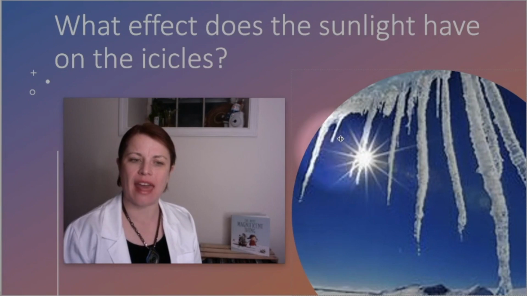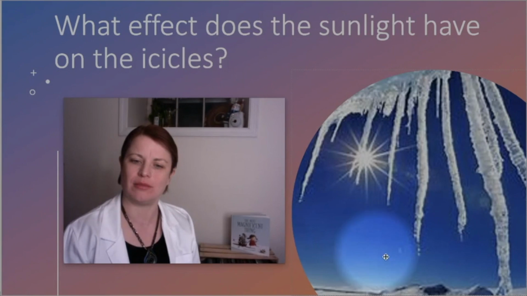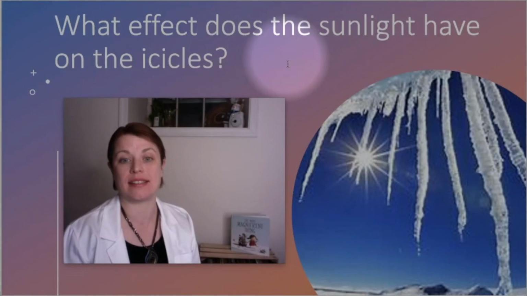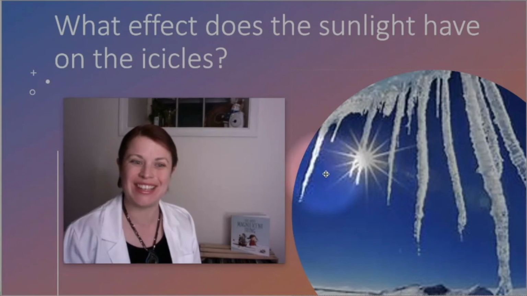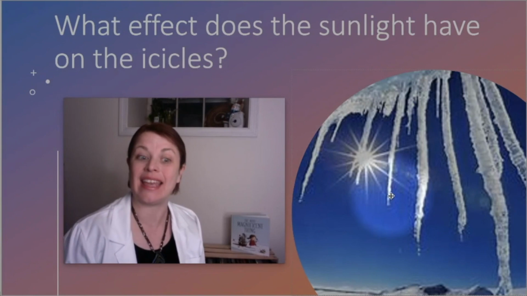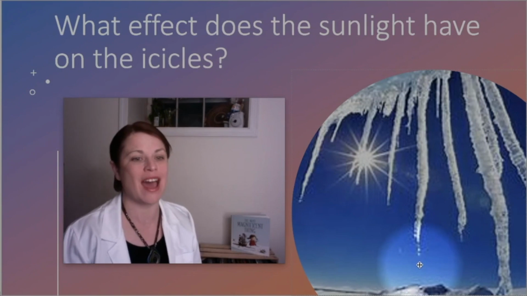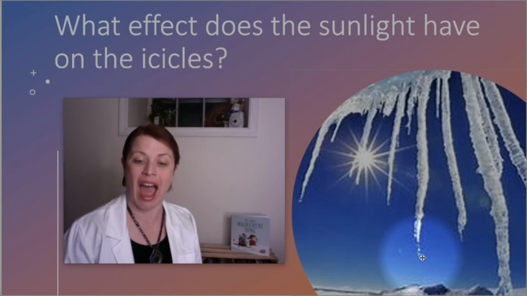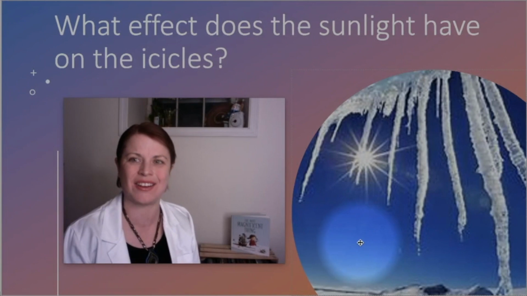Take a look at this image. What is happening to the icicle? Can you tell? What effect does the sunlight have on the icicles? Did you say that the sunlight is heating the icicles and the icicles are melting? Because you are right. The icicles are melting because the sun is warming the Earth's surface.